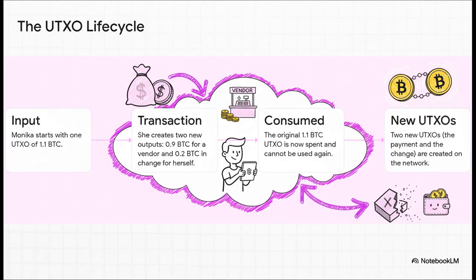And here's how those digital coins work. To make our 0.9 Bitcoin payment, Monica has to use a UTXO she already has. Let's say she has one worth 1.1 BTC. Now, she can't just tear off a piece of it. Just like with real cash, you have to spend the whole bill. So the entire 1.1 BTC UTXO gets consumed, and in its place, the transaction creates two brand new ones. 0.9 BTC goes to the car vendor, and the other 0.2 BTC comes right back to Monica as her change.